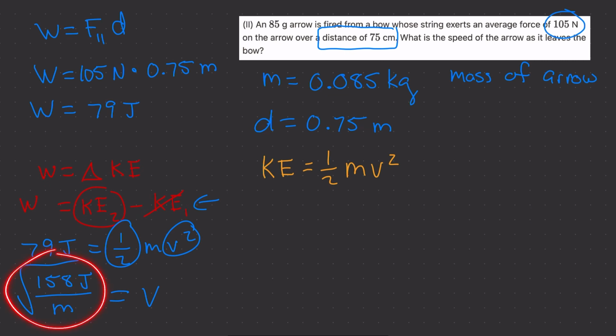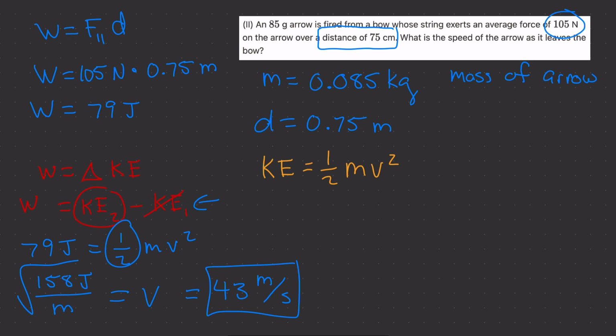Okay, so what we can do is plug in now the mass of the arrow and then just calculate it all out. So 158 joules divided by 0.085 kilograms, and we take the square root of that value. What we're going to get is about 43. Did I say newtons? I meant to say meters per second. About 43 meters per second.